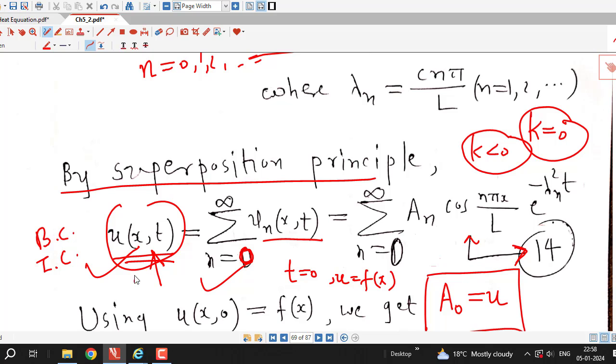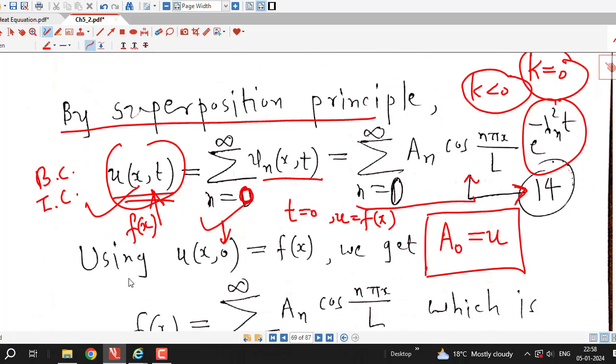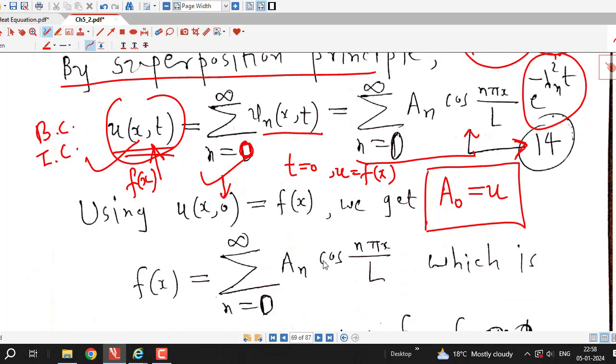So the left hand side is u, so that will be replaced by f(x), and here we have to consider t equal to 0. So t is in this term only. So what we will have is sigma a_n cos(n pi x over L) equal to f(x), or f(x) equal to sigma a_n cos(n pi x over L), using this initial condition which says that at time t equal to 0 temperature has value f(x).